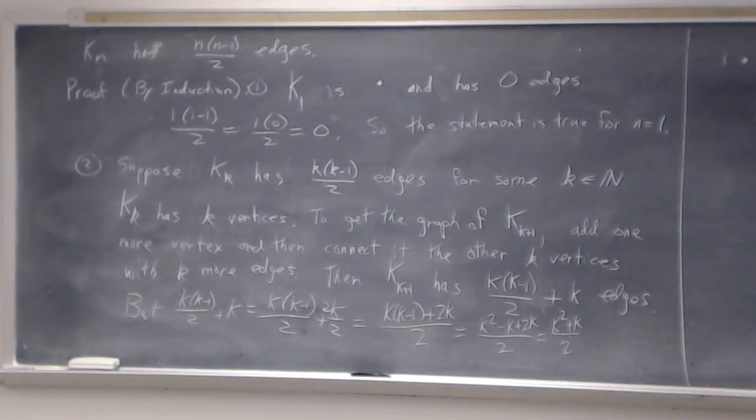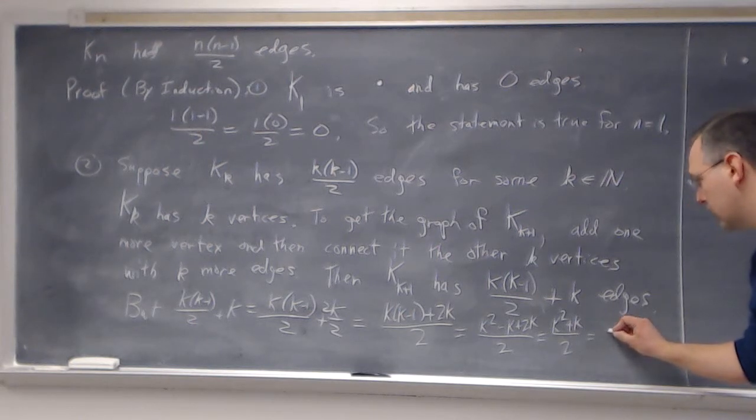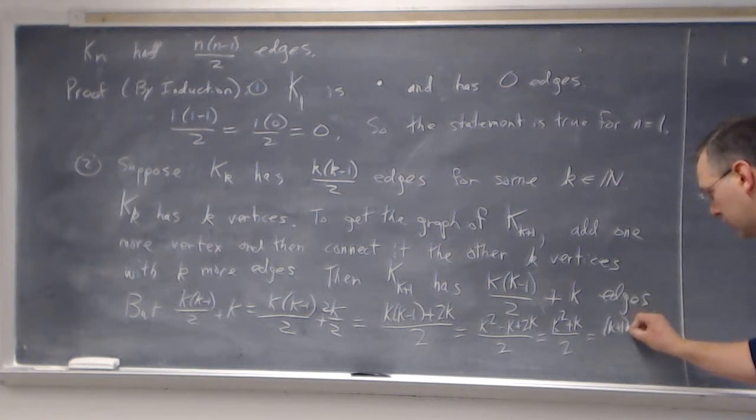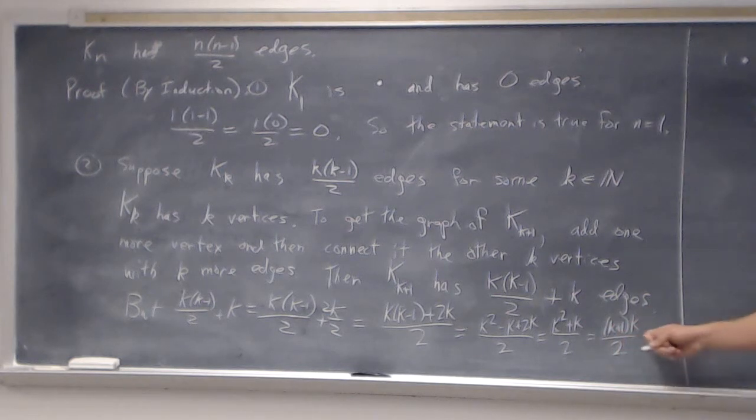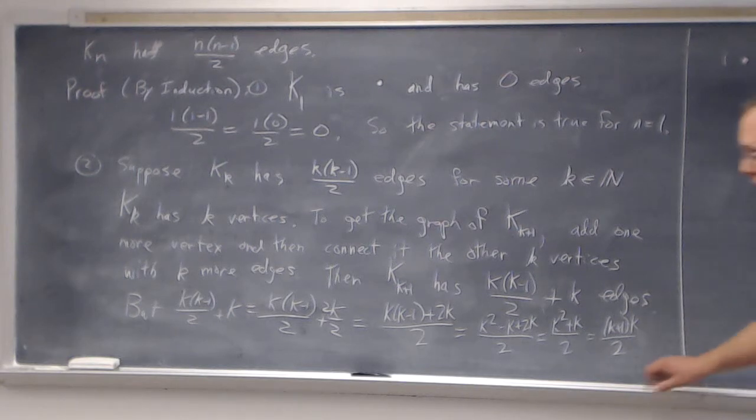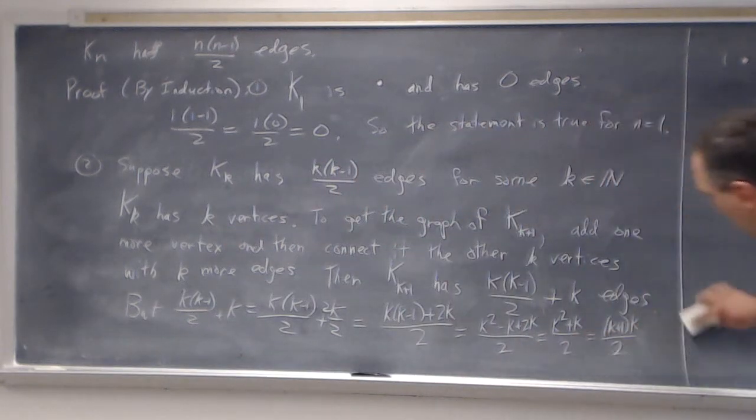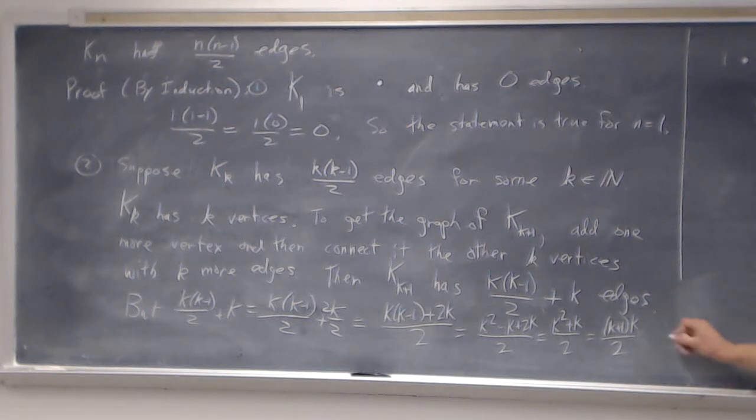Does that equal what I need? So this is k plus 1 times k over 2, but this is the same as, maybe one more. Technically, to look exactly like the formula, it would be k plus 1 times k plus 1 minus 1, all over 2.